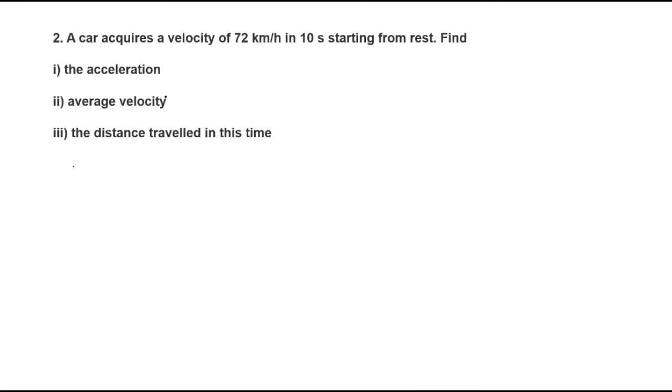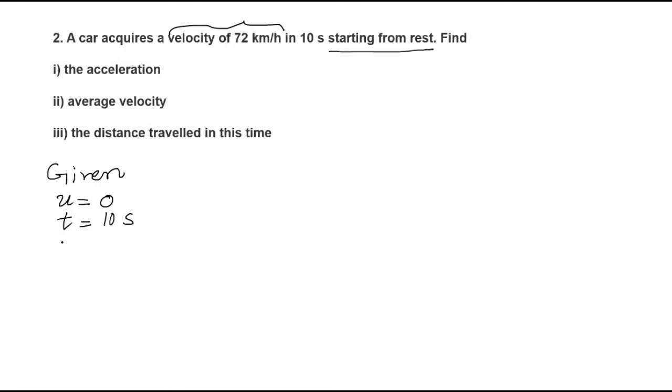We'll go ahead with the next problem. A car acquires a velocity of 72 km per hour in 10 seconds starting from rest. So before it starts, it was at rest, and therefore we have the information u equals 0. U is the initial velocity. Now time is given, 10 seconds, and velocity is 72 km per hour. And what is this velocity? This is the final velocity, because the car acquires a velocity of 72 km per hour.